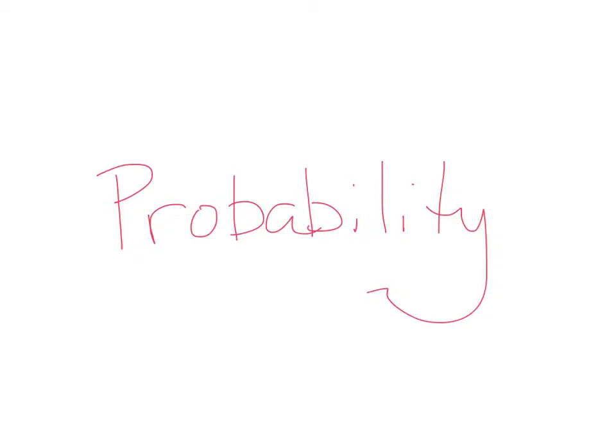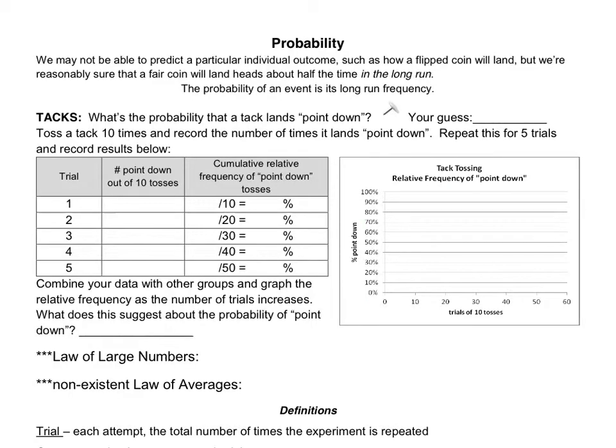This unit is on probability. We may not be able to predict a particular individual outcome, such as how a flipped coin will land, but we're reasonably sure that a fair coin will land heads about half the time in the long run. The probability of an event is its long run frequency. Let's look at an example.